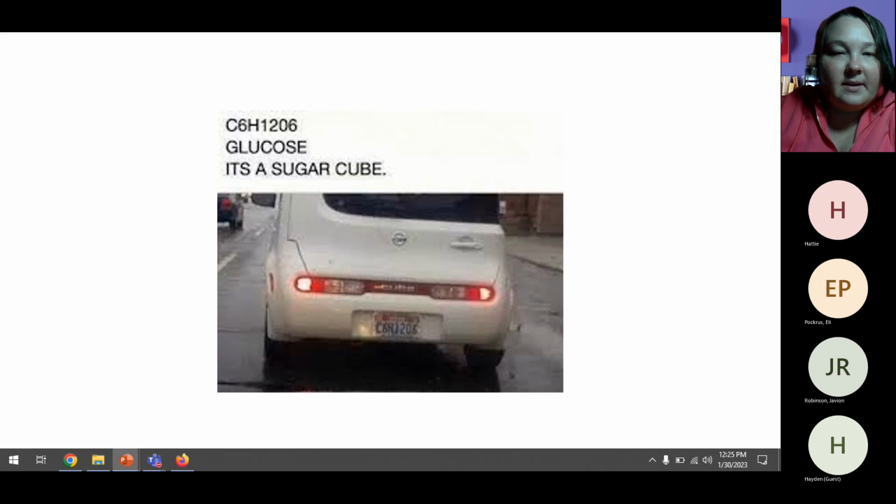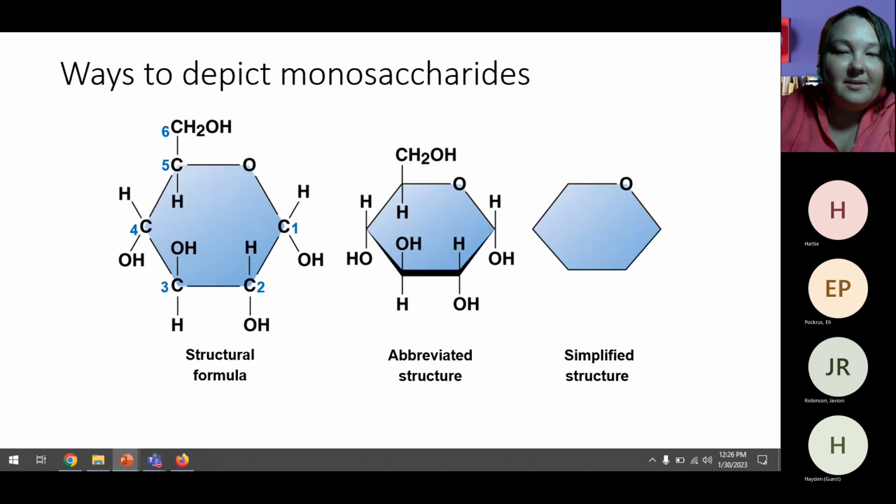I found this on the internet. This person put C6H12O6 on their license plate, which is glucose, and that makes this car a sugar cube, which is fantastic.